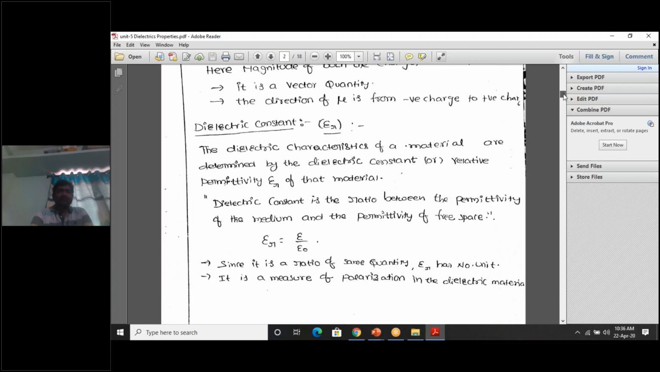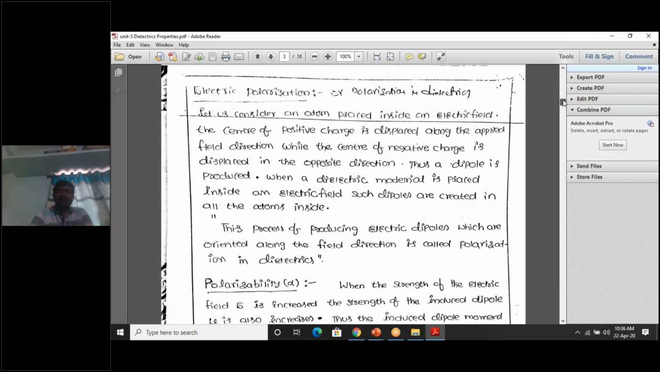Okay, so the next one is electric polarization. It is a very important concept. I already told you what a dielectric is. All the insulators are not dielectrics, but all the dielectrics are insulators. They will show one peculiar property. What is that property? They will show polarization.